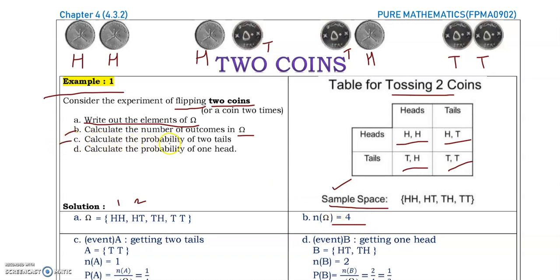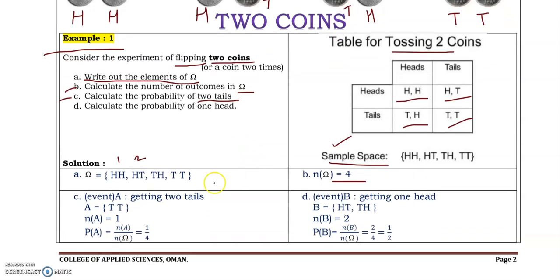Calculate the probability of 2 tails. This is my favorable event. Event A is getting 2 tails, because here I need 2 tails. In the first outcome HH, no tail. Second outcome HT, only one tail, but I need 2 tails. So no, here no, but here I have 2 tails. So this is my favorable event. So now A is equal to TT.